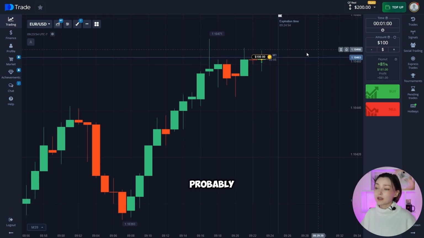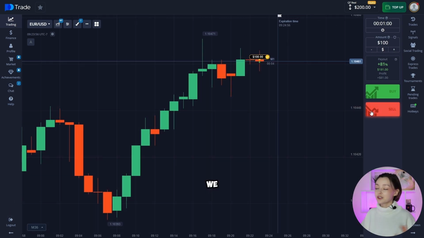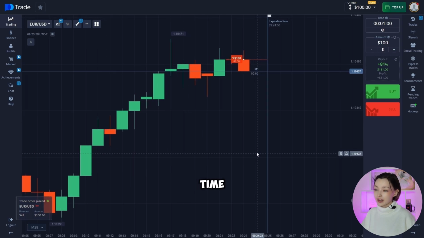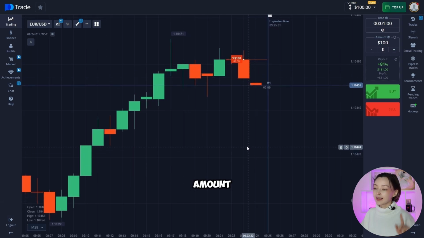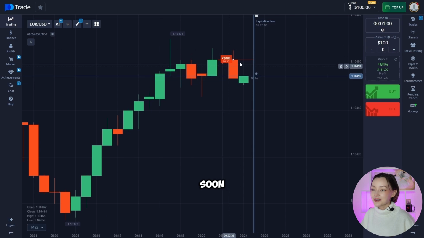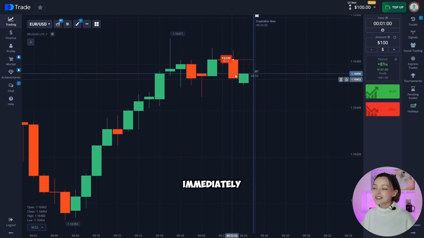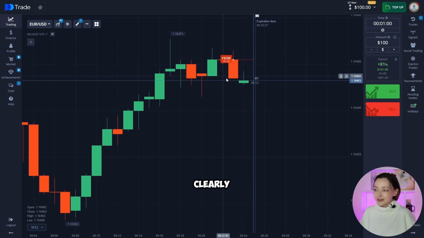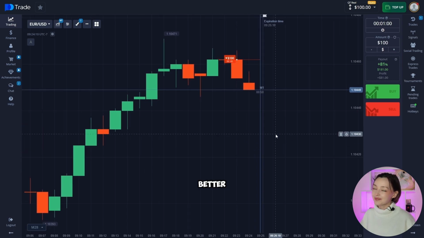So we stumbled upon a pullback, nothing wrong with that. We just opened a trade again with the same expiry time and with the same amount. By the way, you see, as soon as we opened our trade, the price immediately started falling. This will clearly affect the outcome of our trade for the better.